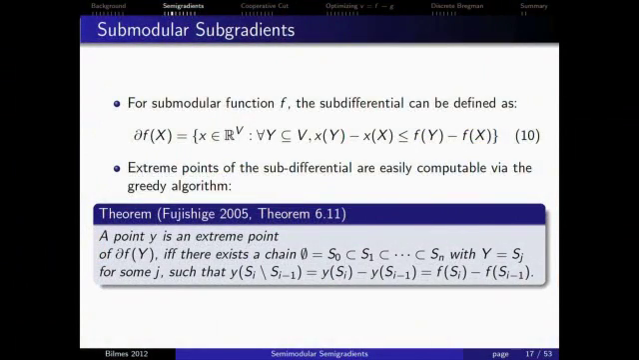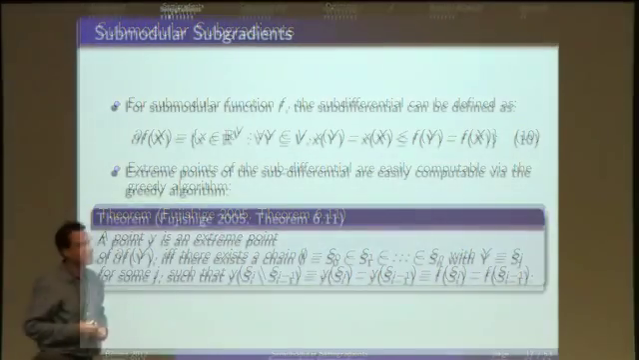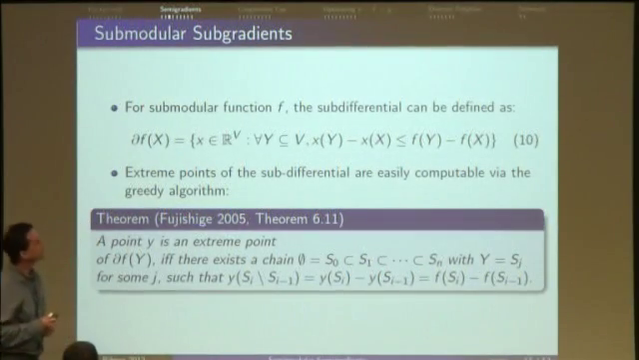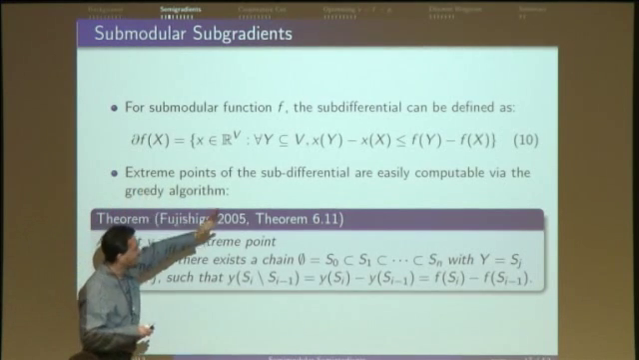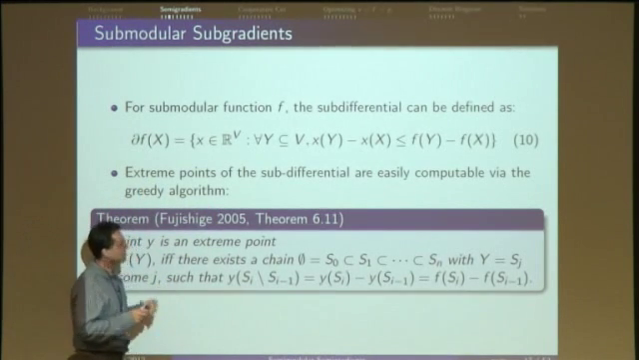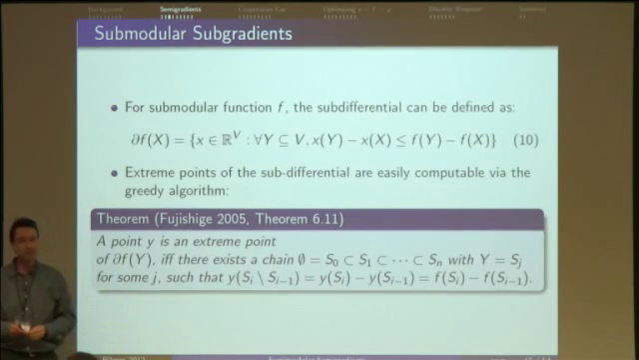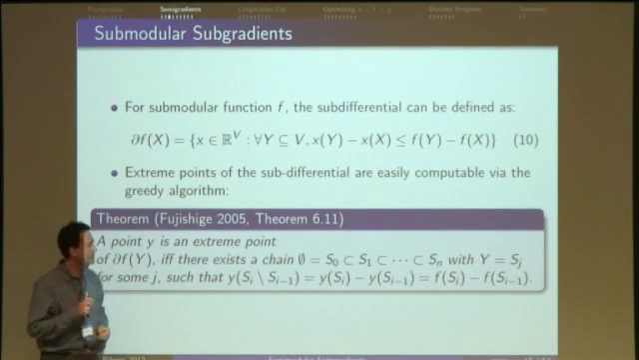Now, it's been well known for a while, actually. I think in some sense this goes back to the work of Jack Edmonds, that submodular functions have subdifferentials. And this was probably most eloquently articulated in Fujishige's book. And you can define a subdifferential in this particular way. And moreover, there are particular subdifferentials that are unbelievably easy to compute.